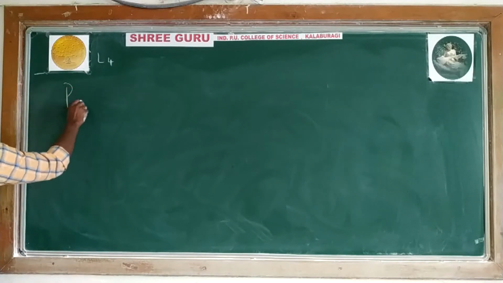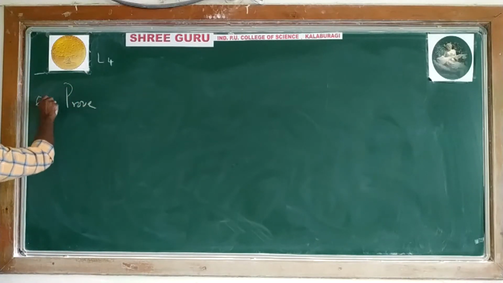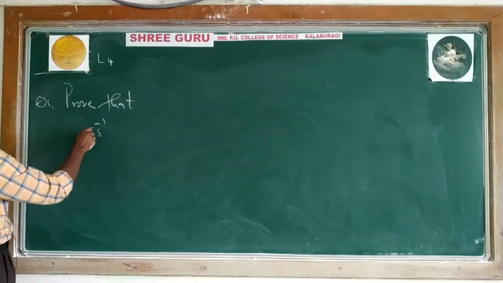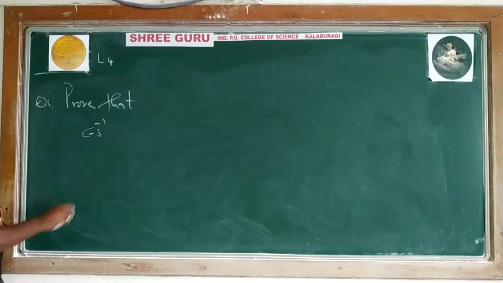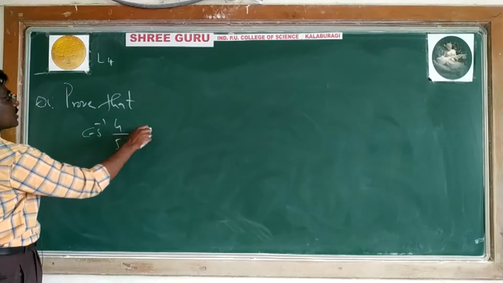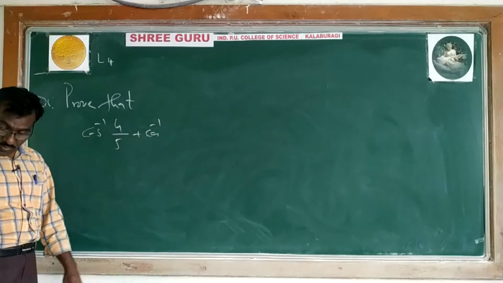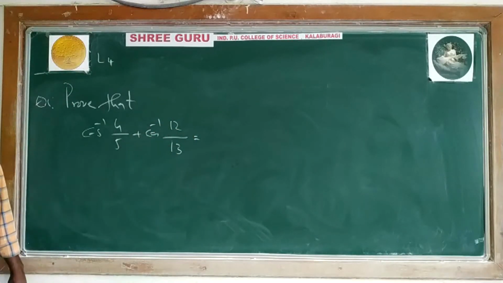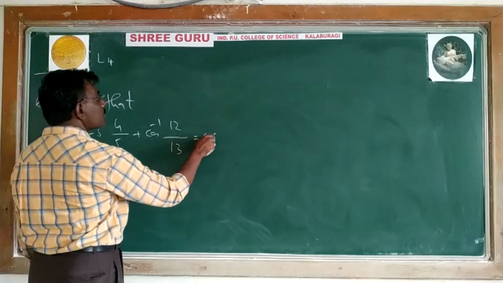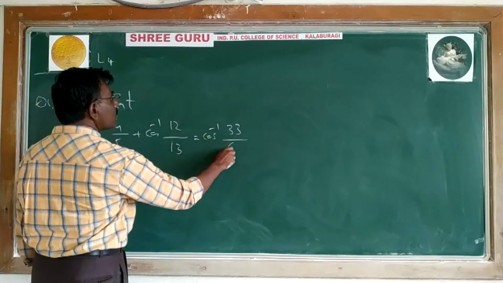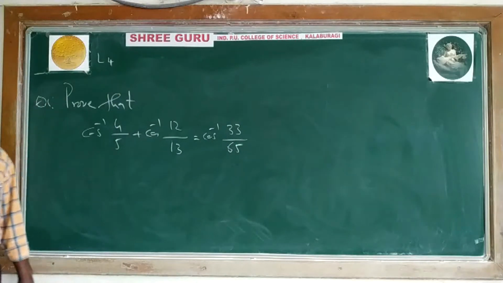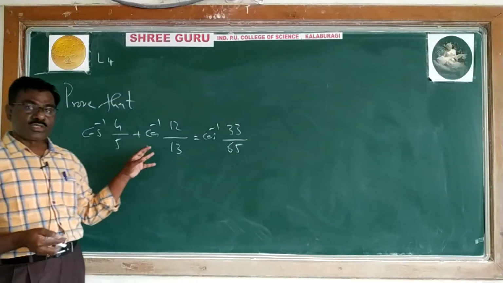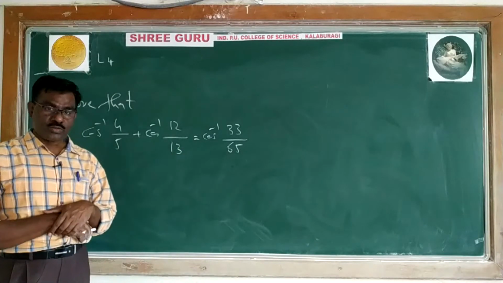Next example: prove that cos inverse of 4 by 5 plus cos inverse of 12 by 13 is equal to cos inverse 33 by 65. Here this is cos inverse, this is cos inverse, this is cos inverse.